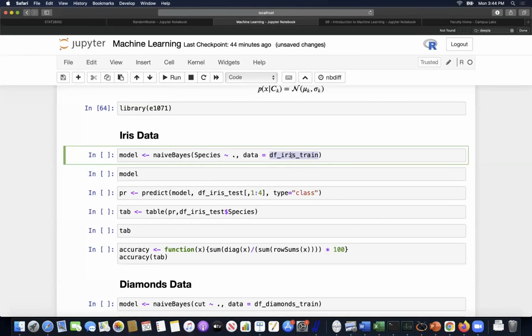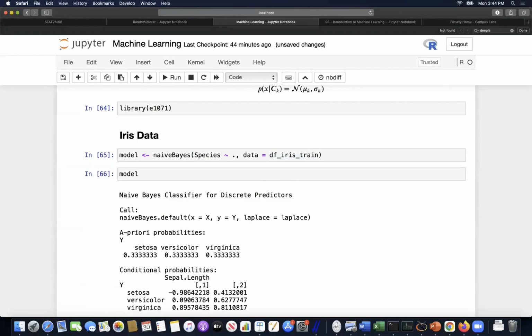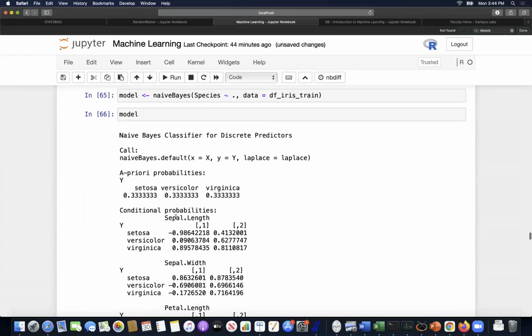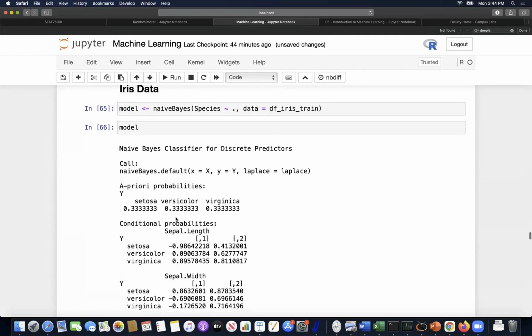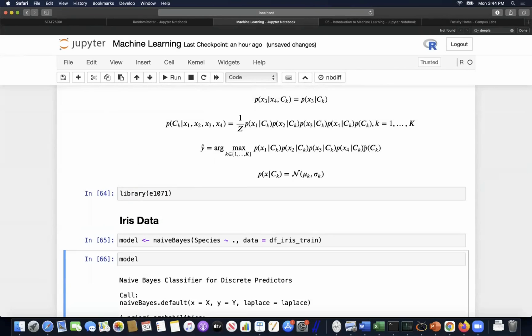And then you have to do training, because you need to know what your mean and sigma are. That's why you need training data. You can take a look at your model. And these are exactly what I was talking about. This is your prior probabilities. One third of your data is setosa, one third is versicolor, one third is virginica, and these are these P of C_k.